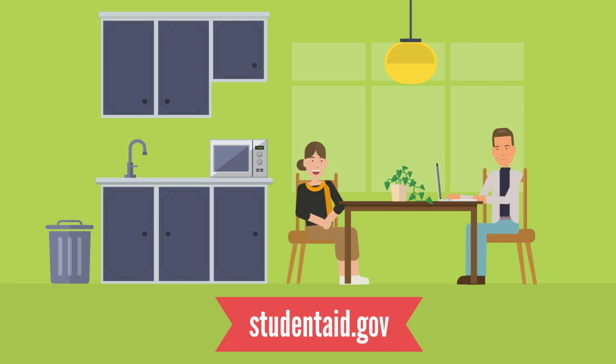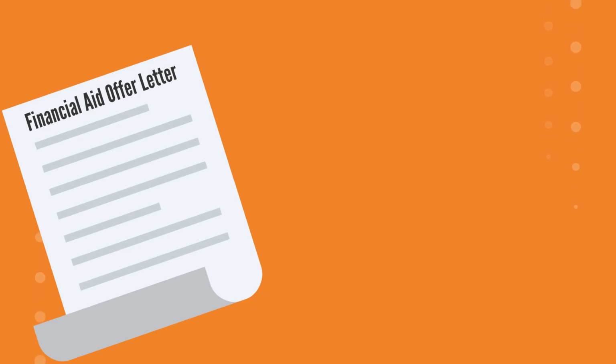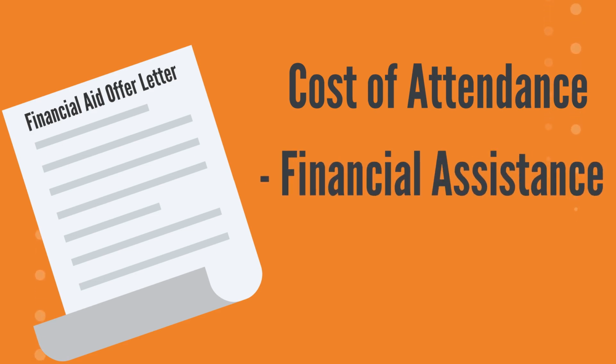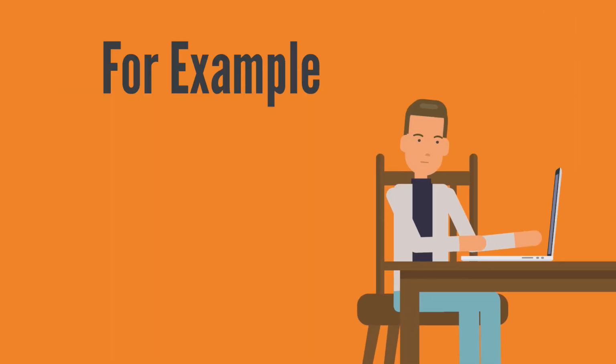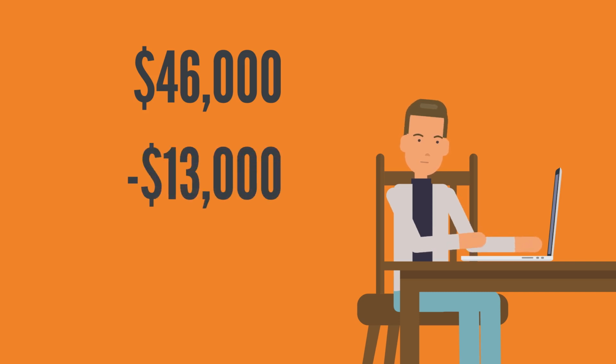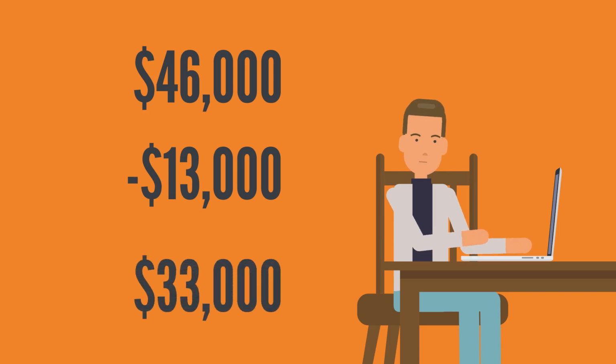Parent PLUS loans can be deferred while the student is enrolled at least part-time. The maximum PLUS loan amount a parent can borrow is the cost of attendance at the school the student will attend minus any other financial assistance they receive. The cost of attendance is determined by the school. If a student's cost of attendance is $46,000 and they have received a total of $13,000 in scholarships, grants, and other loans, then the maximum Parent PLUS loan limit is $46,000 minus $13,000 or $33,000.